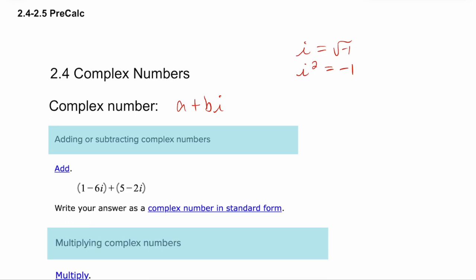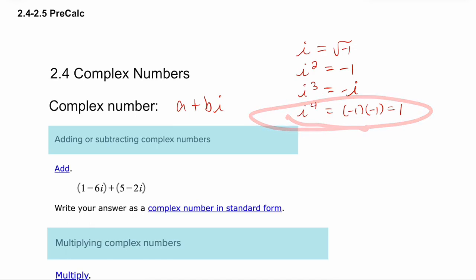So that means if you have 3 i's multiplied together, i cubed, you get -i, because it would be -1 times an extra i. And then if you have i to the 4th, it ends up being -1 times -1, or just 1. Now that's something kind of interesting: if your power is an exact multiple of 4 on an i, you will always be the number 1.